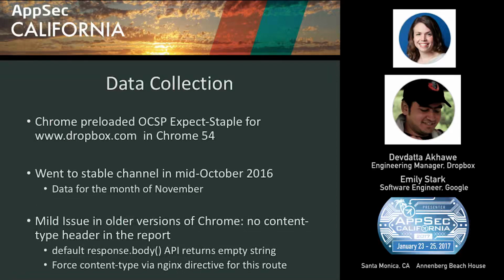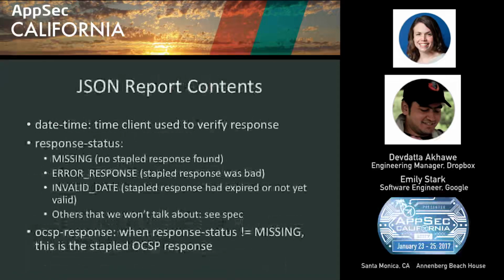Alright, are you all with me before we dive into the data? Alright, so the JSON report, the Expect-Staple report from Chrome, has a bunch of fields. The first field is date time. This is the time that the client was on. If the browser is connecting on, say, 13th November, at whatever hour, it will be that time.